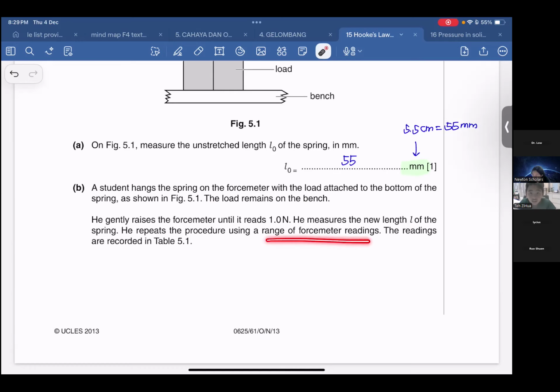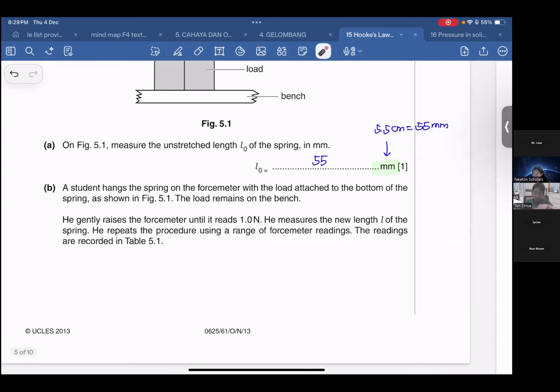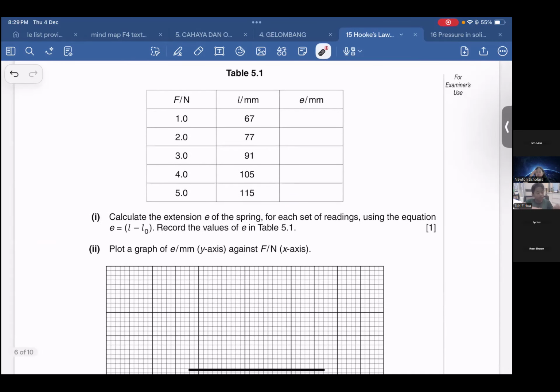Repeat the procedure using a range of force meter readings. The readings will be recorded in table 5.1. So in this experiment, he repeats the experiment by hanging with 1 Newton. That means the load is 1 Newton. Then this is the new length. Then after that, repeat with 2 Newton, 3 Newton, 4 Newton, and 5 Newton.